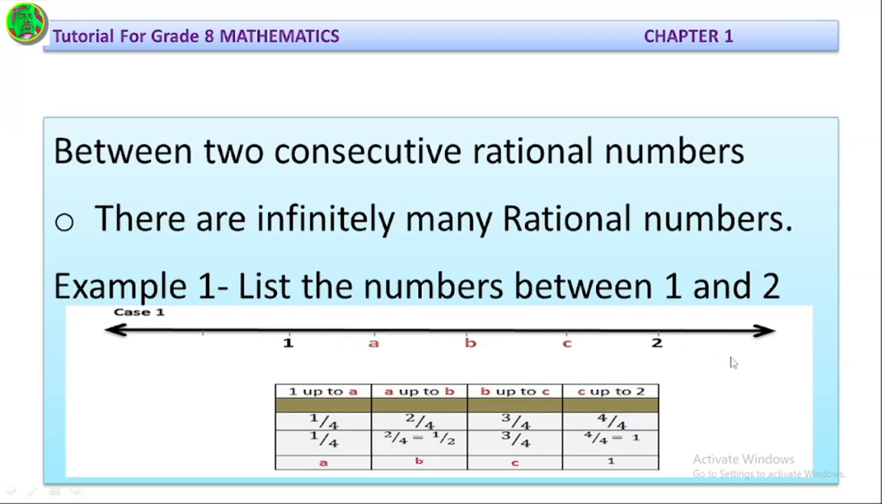These a, b, c are variables. So we know how to define variables: variables are symbols which represent a number.